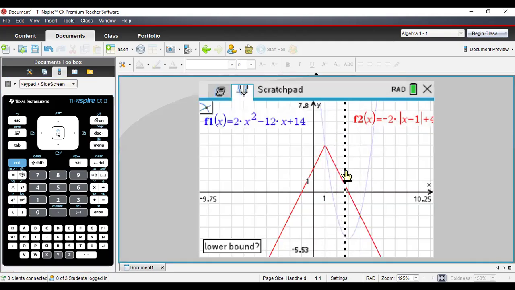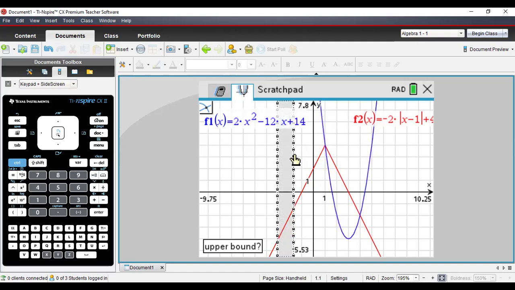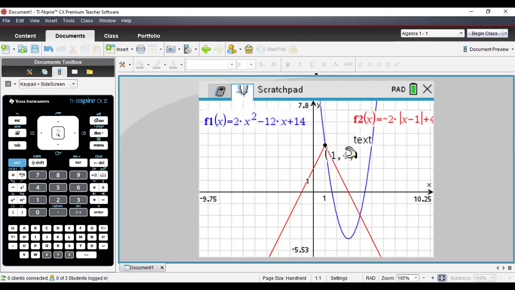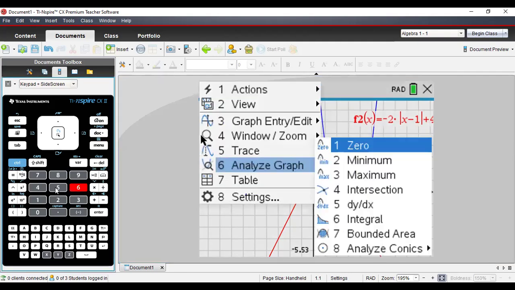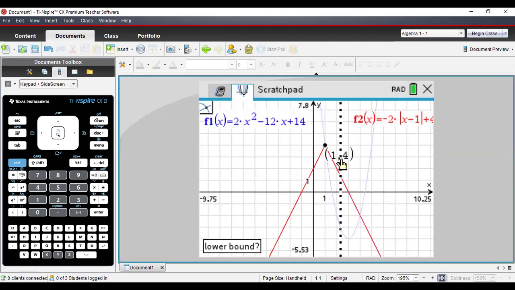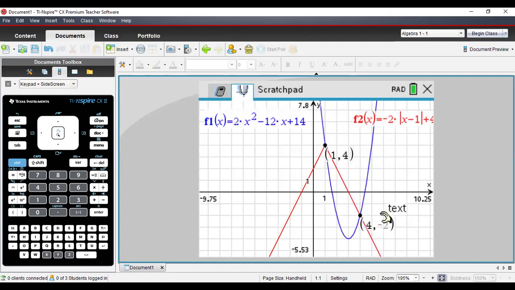We click on that, and you're going to get this vertical line. All you have to do is press enter, and then pull it to the right until you see the word intersection. And there it is. So the intersection for this system is 1, 4. That's one of the solutions. Then we just have to do menu 64 again, and that'll give us the second solution. The word intersection should literally pop up.